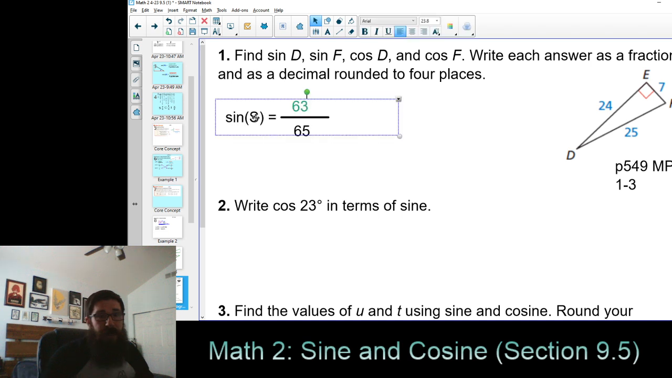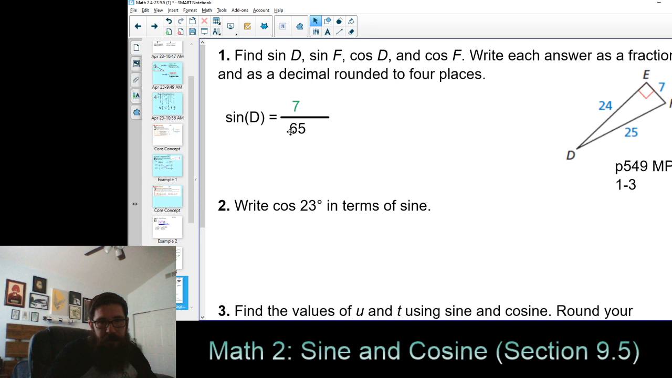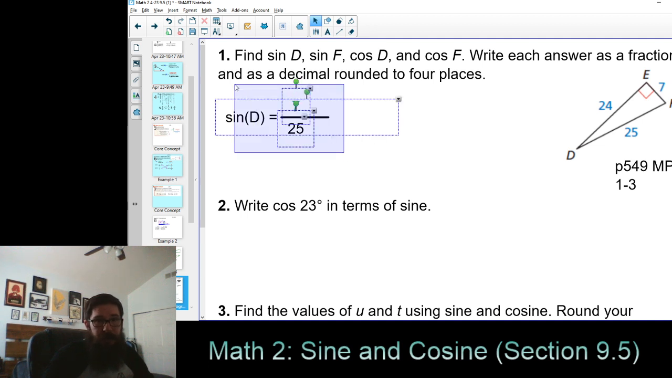First up, we're finding sine of D. So looking from angle D, what is my opposite side? The leg that's not touching it, that's a 7. Hypotenuse is 25. I'm not going to worry about rounding to 4 places. You can type it in the calculator if you need to figure something out exactly like that. There's sine of D: 7 over 25. Done. Can't do anything else with it.